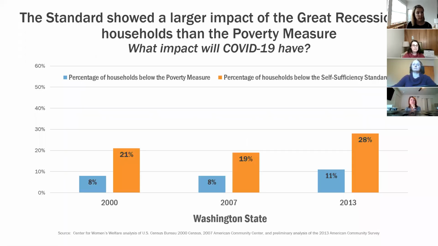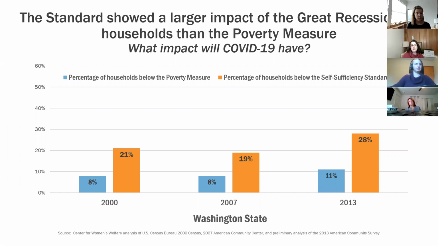So first, let's take a look at what we saw after the Great Recession. You can see that the percentage of households with inadequate income according to the poverty measure and the standard stayed pretty consistent between 2000 and 2007. The Great Recession then hit at the end of 2007. And while it was supposed to technically be over in 2009, you can see that recovery was ongoing and the impact was still being felt in 2013.